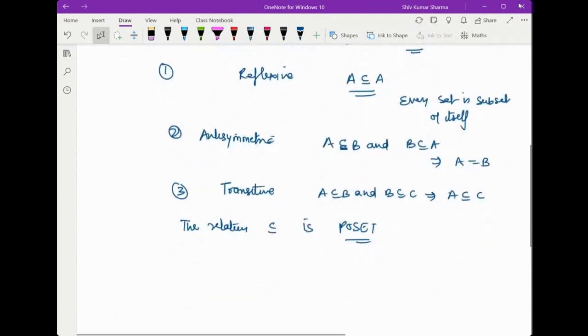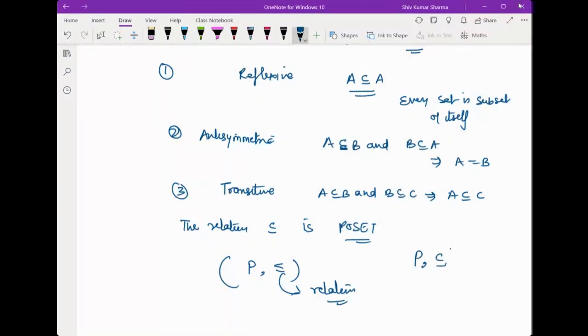In short, when we symbolize it, we can write in this form. We take the POSET as P, and the relation is symbolized as less than or equal to. Generally authors write in this form. In place of this less than or equal to, for the previous question we take subset. So if we have to mention the previous question, we mention it in this form. But generally we use this less than or equal to sign for defining a relation.